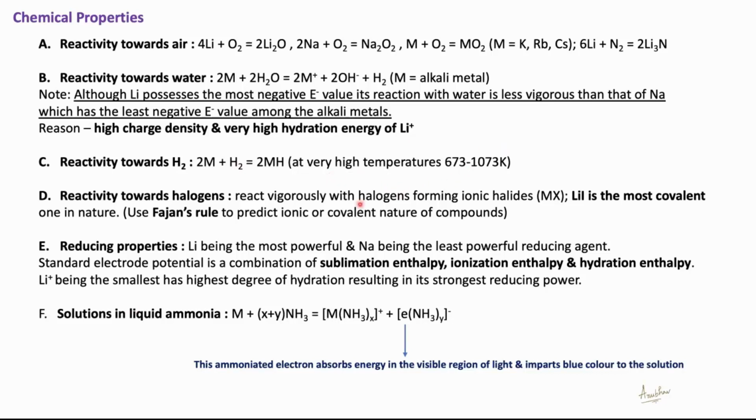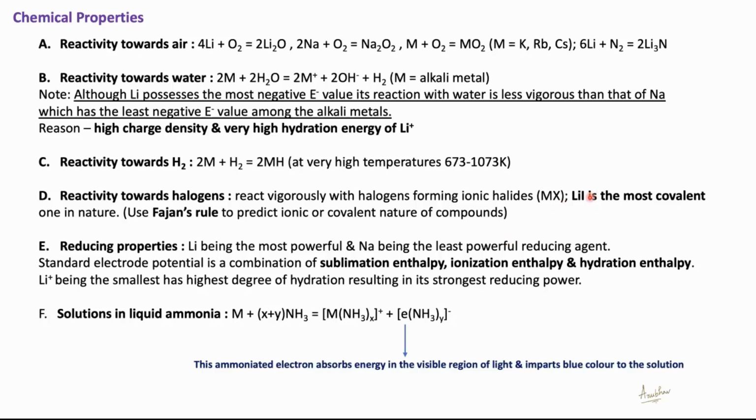Reactivity towards halogens. These alkali metals react vigorously with halogens forming ionic halides. The ionic halides have a common abbreviation, MX. All the alkali metals react vigorously with halogens and the product is MX. So 2M plus X2 will produce 2MX, just as with the hydride. In the case of lithium iodide, it is the most covalent one in nature.